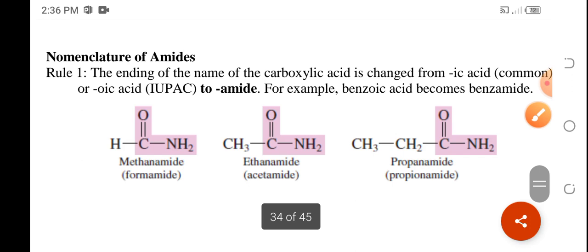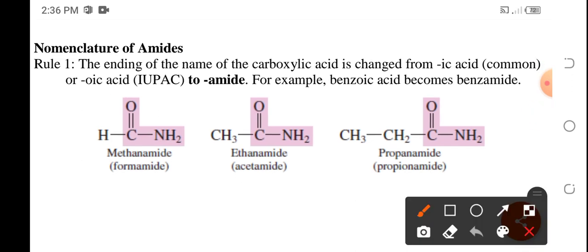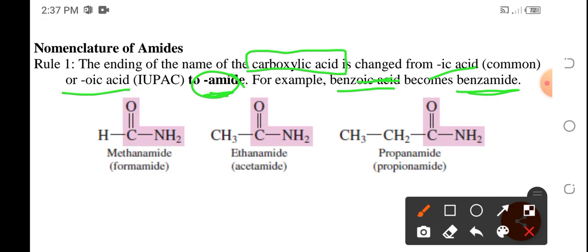For the nomenclature of amides, we have common names and IUPAC names. We just have to know the name of the carboxylic acid that is present in the amide, and have that ic acid or oic acid be changed to amide. For example, if the acid part in the amide is benzoic acid, we drop the oic acid and add the amide suffix, hence it will now become benzamide.